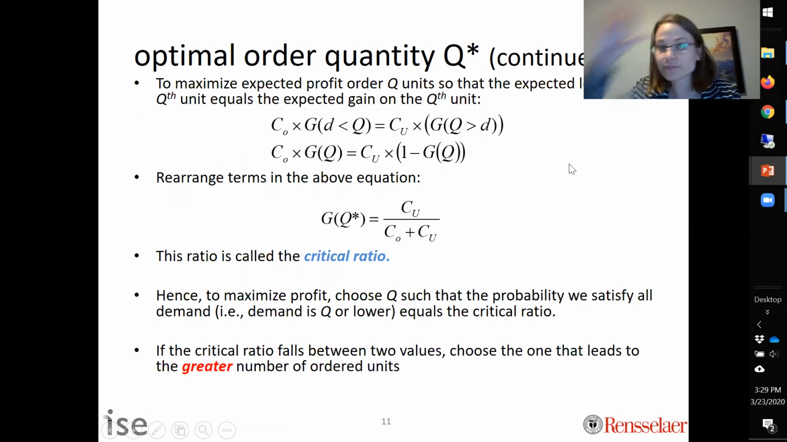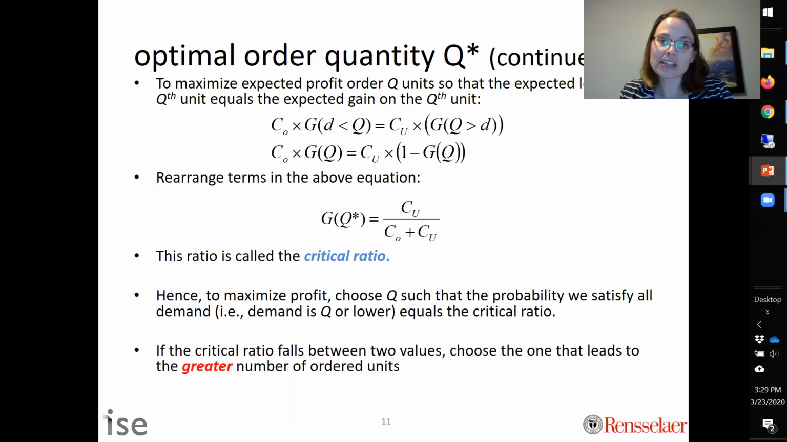As a reminder, what is the cumulative distribution function? It's the probability that demand is less than or equal to Q, which is G of Q. And the probability that demand is greater than Q is, remember the relationship, 1 minus the cumulative distribution function. Now we need to solve for Q. We just rearrange things, do some algebra, and we get this equation where G of Q star is equal to CU over CO plus CU. And that is called the critical ratio.